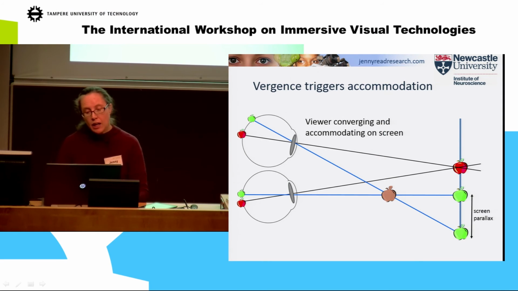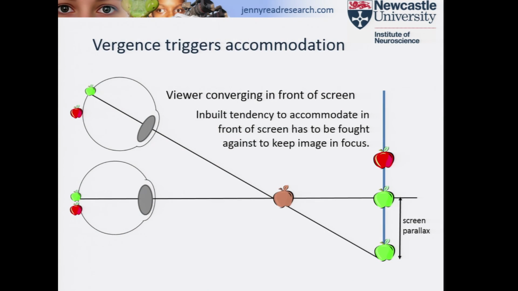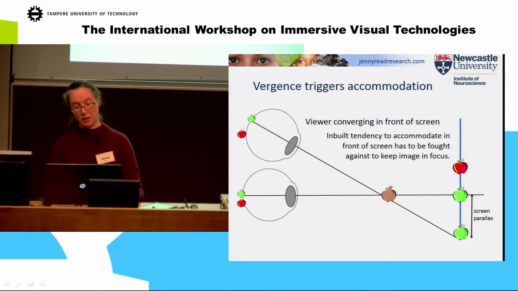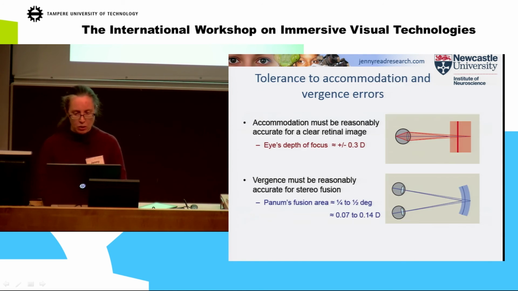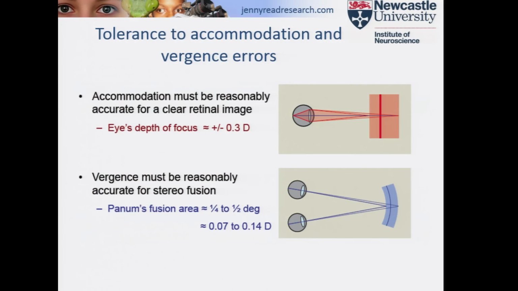And similarly, if you are converging on an object in front of the screen, because you want to look at it, you will have a tendency, therefore, to accommodate appropriately for an object at that distance. But in fact, of course, the object's on the screen, so if you want to keep it in focus, you have to be accommodating for the screen distance. And so you're always kind of fighting against your neural link between accommodation and vergence when you view a stereoscopic 3D display.